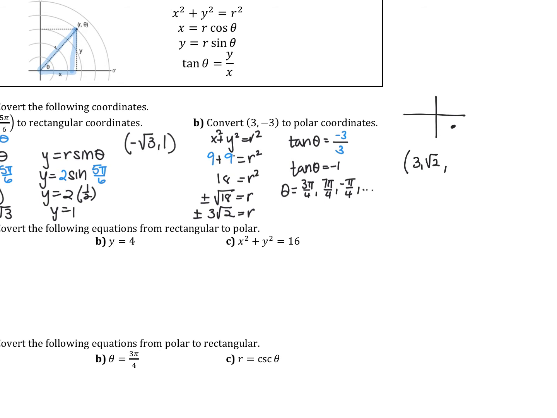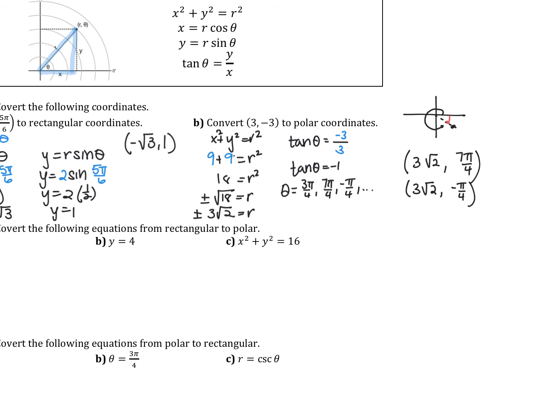Then the degrees have to match that angle of rotation. And so I would say then that since it's on the 45, this would be 7 pi over 4. So 3 root 2 comma 7 pi over 4. I may also be able to say that this point would be positive 3 root 2 comma negative pi over 4. Because that would be in that same quadrant. It would just be the negative angle.